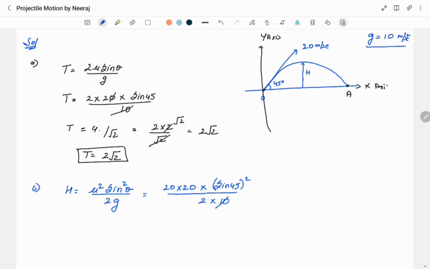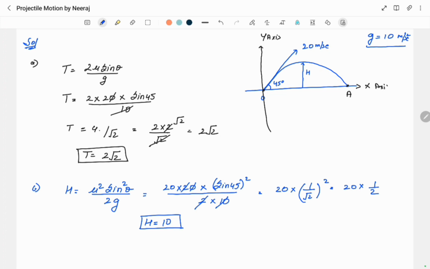This 10 and this 2 got cancelled, and this 2 and this 2 got cancelled. We get 20 multiplied by sine of 45 square, meaning 1 upon root 2 square, which is equal to 20 multiplied by 1 upon 2. It means we get h equal to 10 meters. The maximum height the ball reaches is 10.